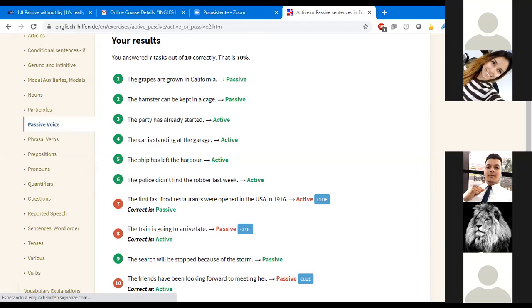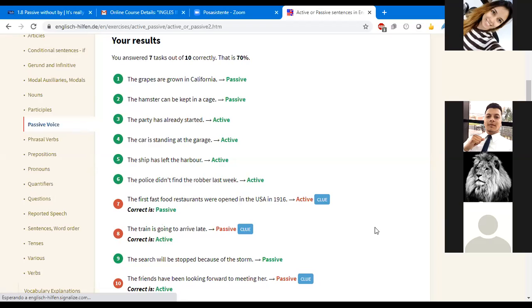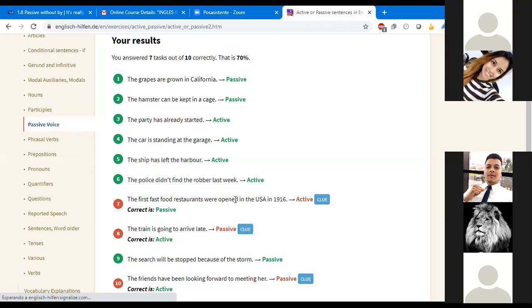Okay, three mistakes. Sergio, what's the problem with the number seven? The first food restaurant. It's passive voice because we are used where? The be in the past form, and we are using a past participle verb form. Exactly, right? So this is verb to be and past participle form of the verb. Okay, so here you can see a clue that says where open is passive in simple passive. Okay, good. Eric, what's the problem with the number eight?